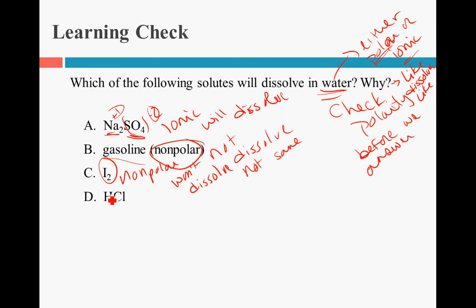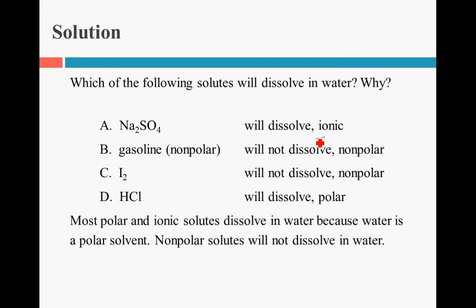And finally, HCl. H is about 2.1. Cl is approximately 3.0 or so. There's a difference there. That means it's polar, which means that it will dissolve, because like dissolves like and water is polar. So again, ionic dissolves, nonpolar does not dissolve, and polar dissolves. That's the end of the explanation as to why things dissolve.